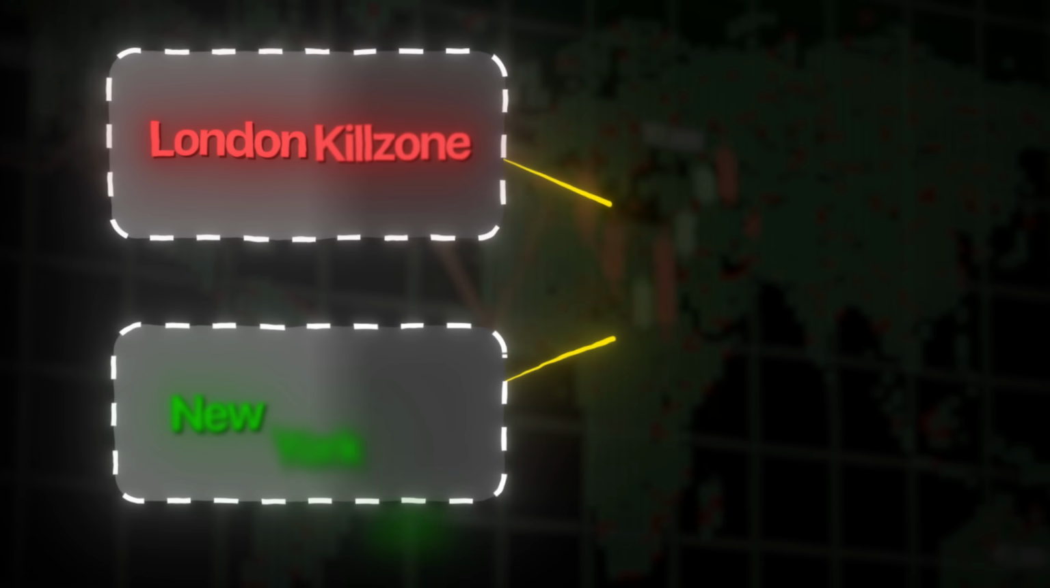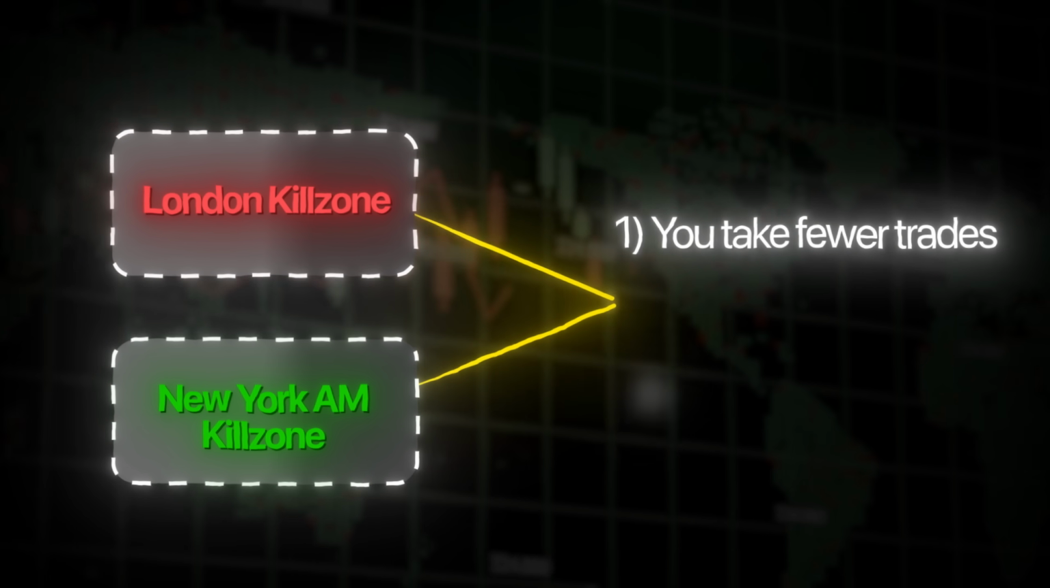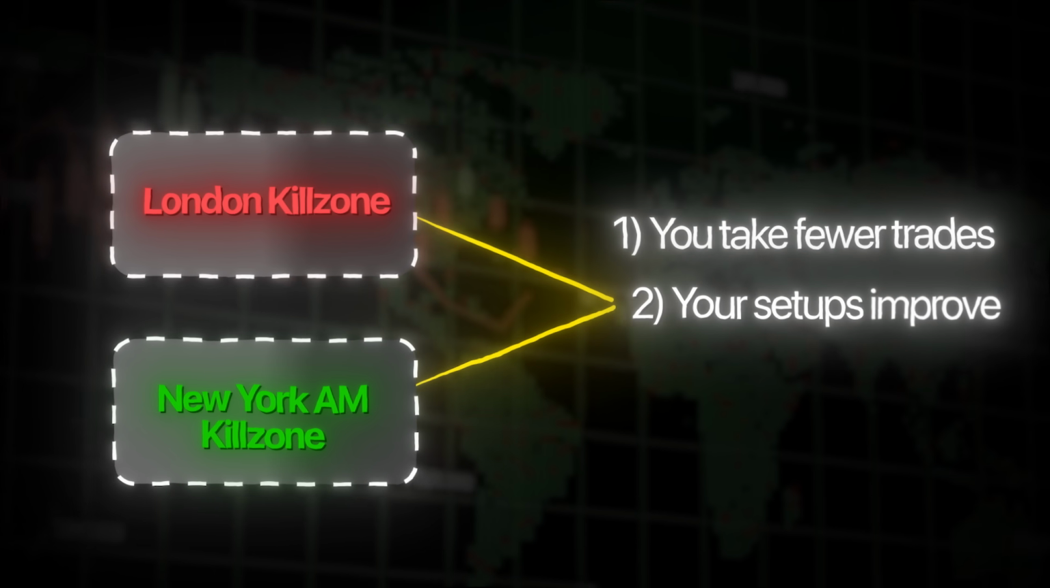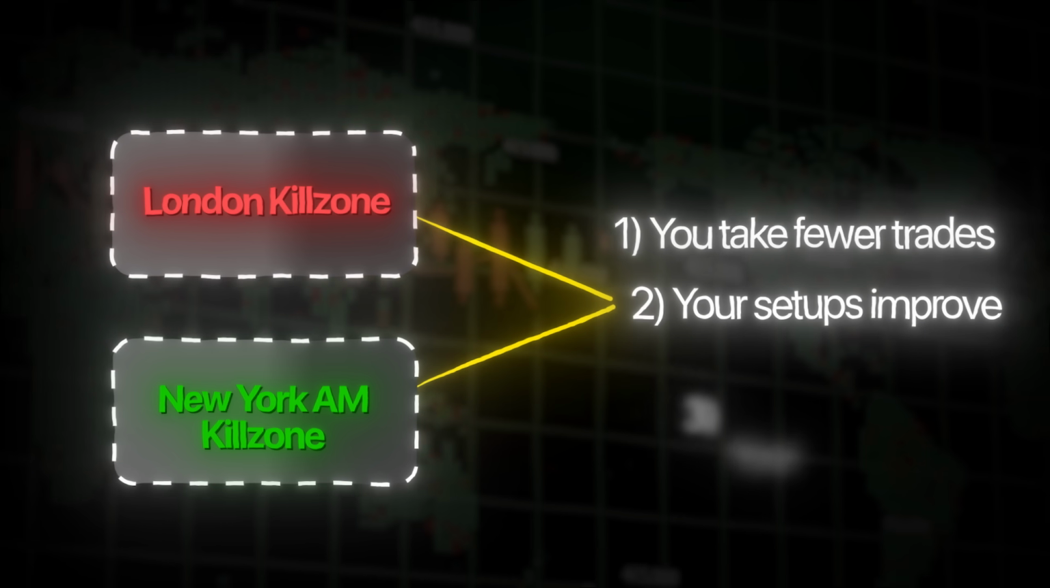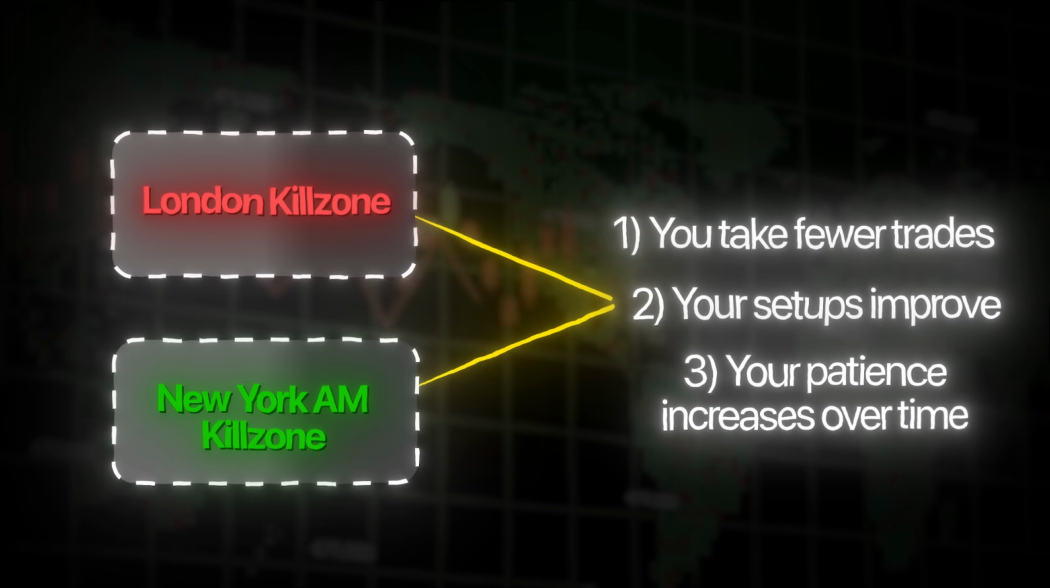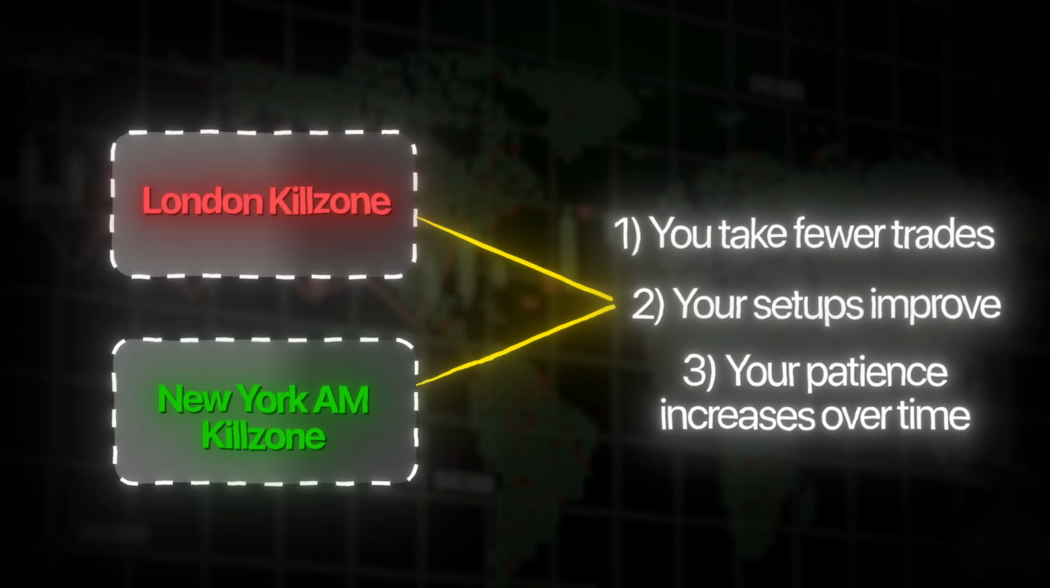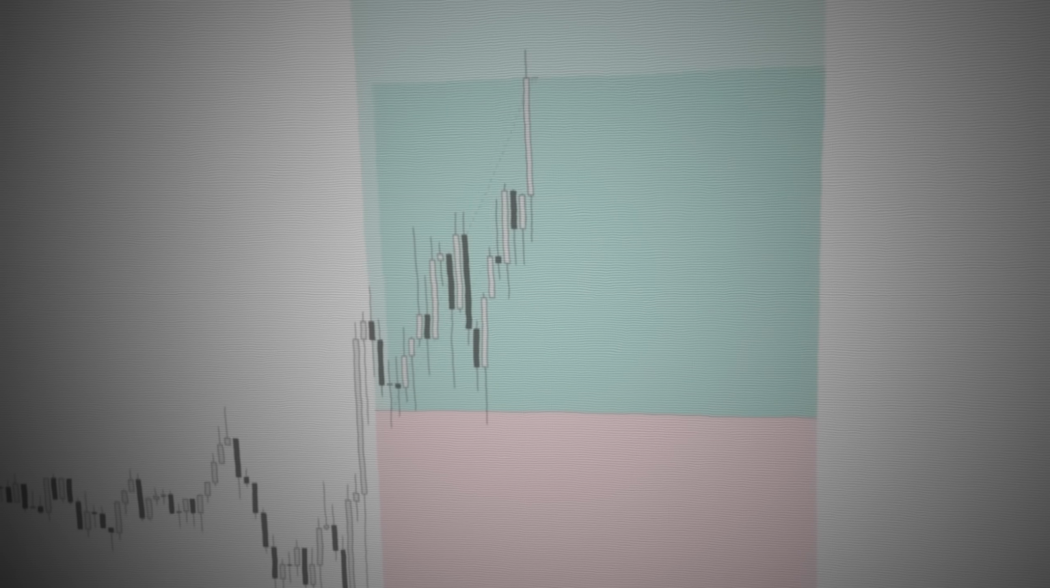When you restrict yourself to specific time windows, a few things happen. Number 1, you take fewer trades. Number 2, your setup improves because there are higher probability during these active kill zones. And number 3, your patience is actually trained and increases over time. This is where you start to execute higher probability trades and not just random price patterns.